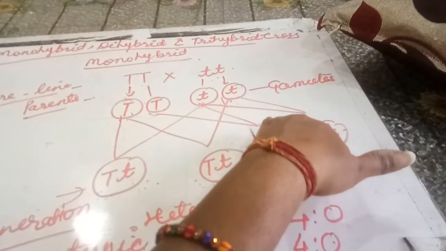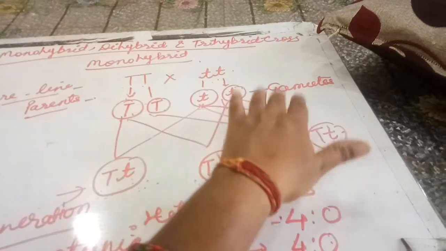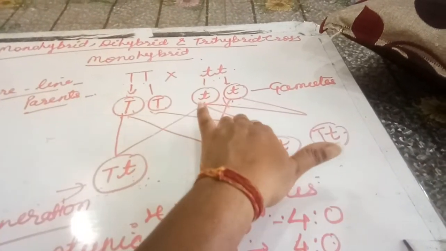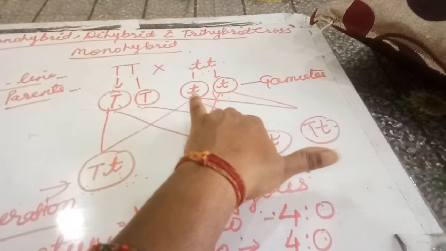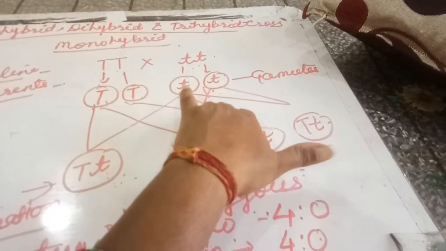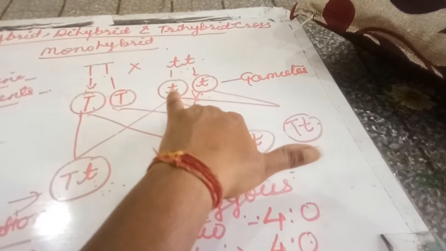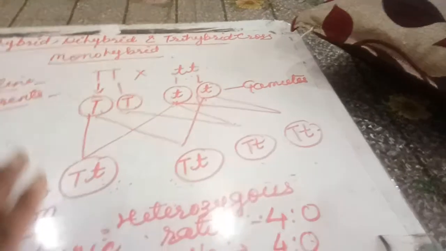And the second parent is a pure dwarf. It means it contains two same alleles. That's why it is the homozygous dwarf character.